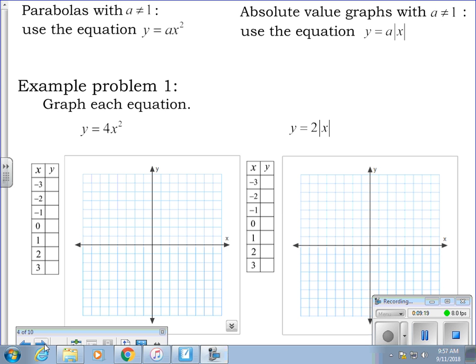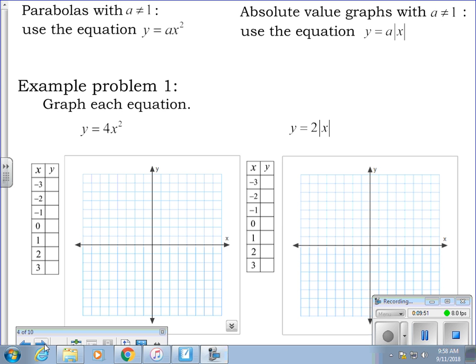I firmly believe that you're quite capable of filling in a table of values appropriately and plotting the points and drawing the lines. I could make you do that, and I could make you do it over and over and over again. However, let's let technology be the tool that we can use in order to speed this up, because that's what using the Chromebook is about, is to take the tedium out of it.